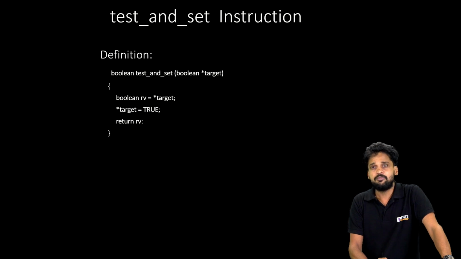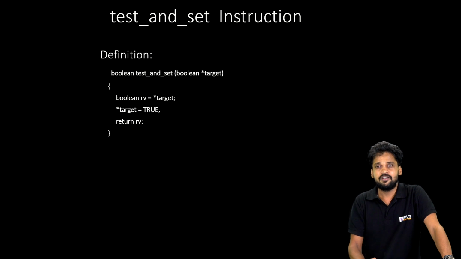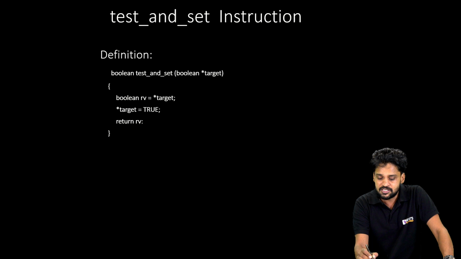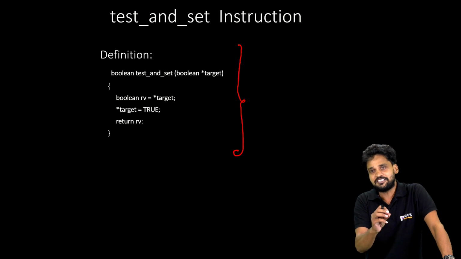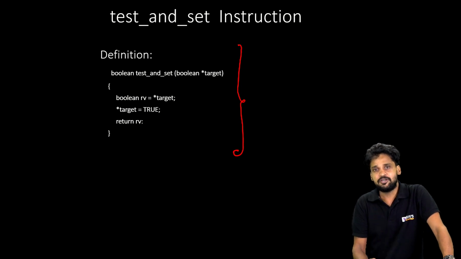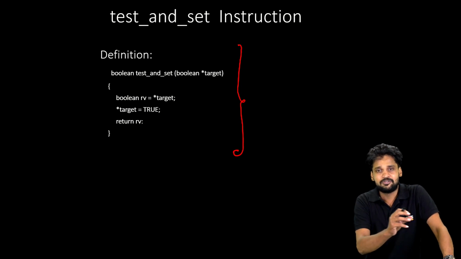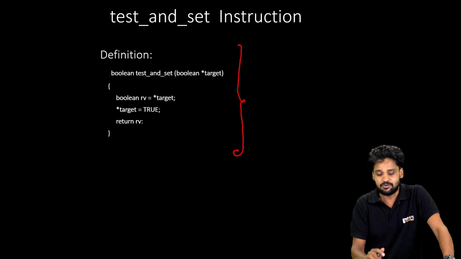How the lock is going to be accessed, first of all, understand. That lock will be accessed by a function. This is a hardware function. This is a hardware method called test and set. This test and set function is going to use the lock, is going to provide the access to this lock. How? Let us have a look.